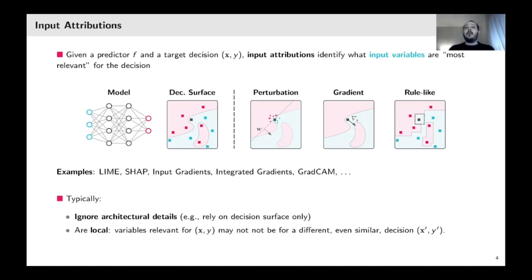Approaches differ in how they define responsibility and in how they carry out the computation. Well-known methods like LIME and SHAP are perturbation techniques and work by sampling points around the original input, while input gradients and GradCam look at the model's gradient with respect to the input, and as such, what matters is the sensitivity of the model's output to infinitesimal perturbations. There are also rule-based techniques that we will not touch upon in this part of the tutorial.